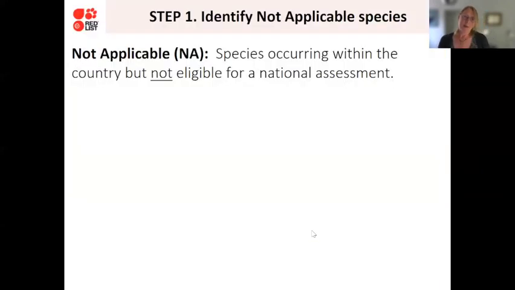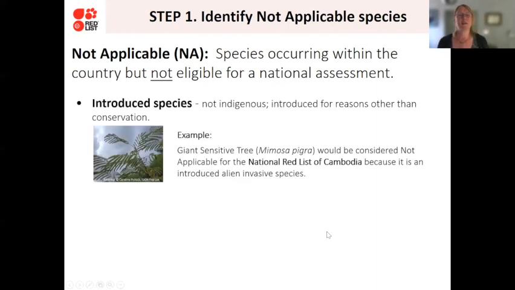Okay, so step 1, not applicable. Not applicable species occur within your country, but they are not eligible for a national assessment. How do you identify those species? Well, typically, you would exclude things like introduced species. It's not indigenous to the country, it's not native, it's been introduced for some reason other than for conservation. So it might be introduced for commercial purposes, it may have been accidentally introduced. For whatever reason, it's there and it shouldn't really be there.